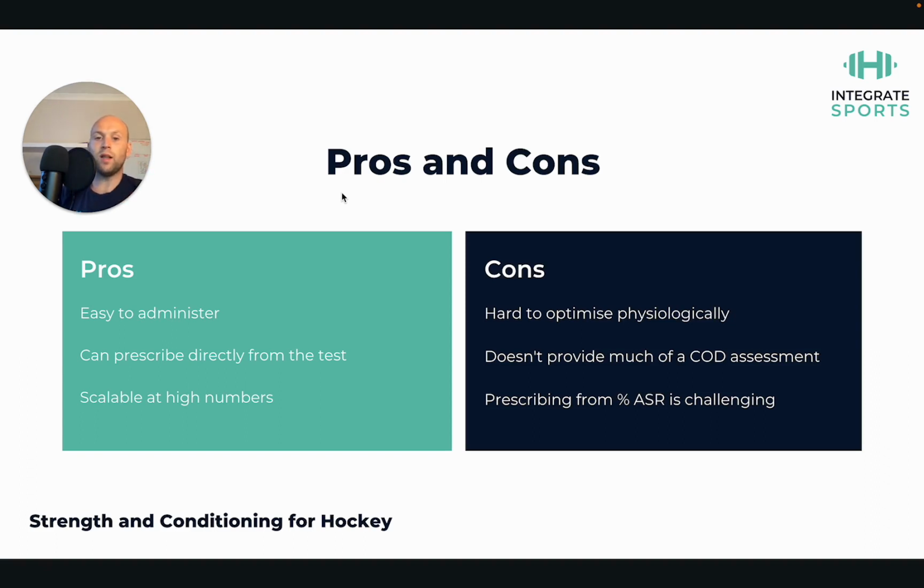Cons, though, it's a little hard to optimize physiologically, and I'll be going into that in the 30-15 and anaerobic speed reserve sections. But in effect, it doesn't account for maximal sprint speed as well. And if you had two players with the same MSS score, but one is faster, they will be working at a smaller percentage of the anaerobic speed reserve. So it's not equitable in terms of the physiological cost across the different players. It doesn't provide much for a change of direction assessment either.